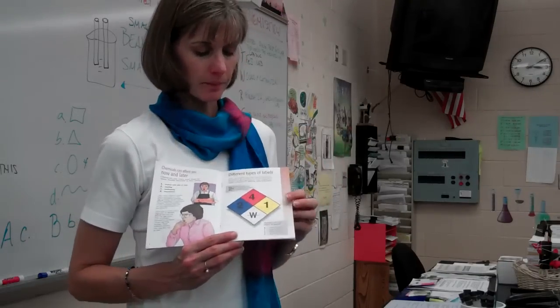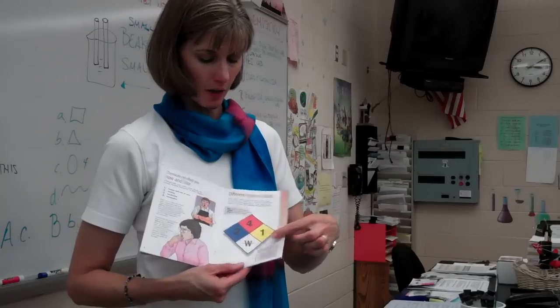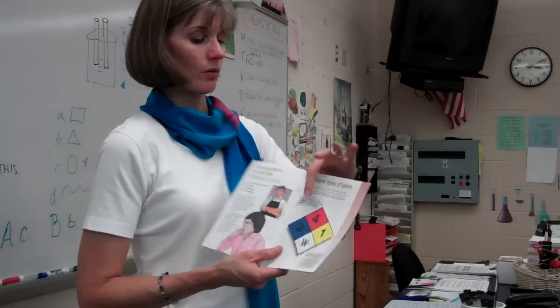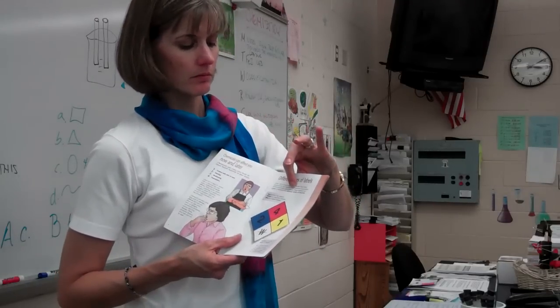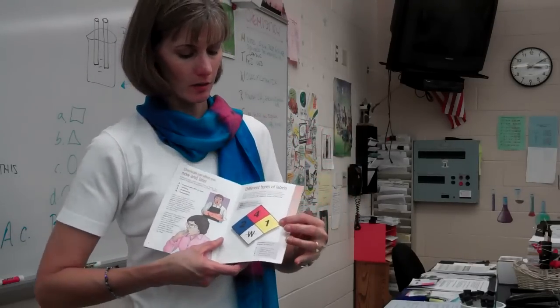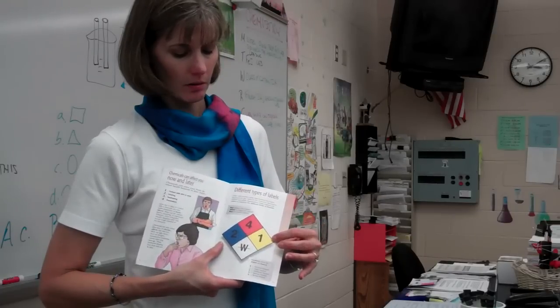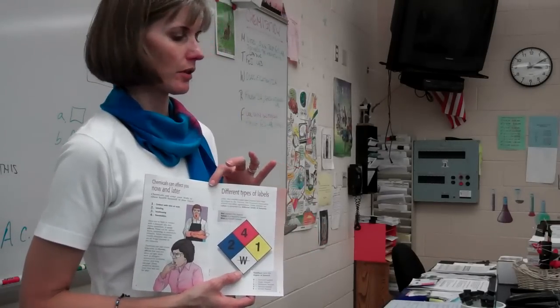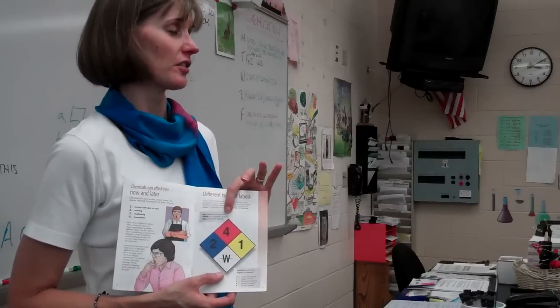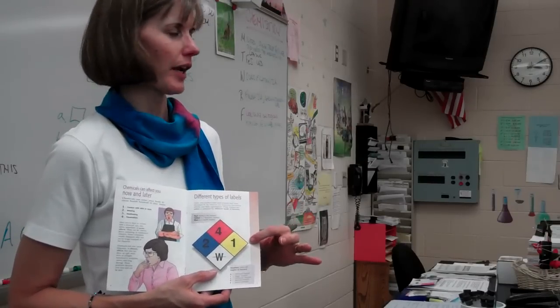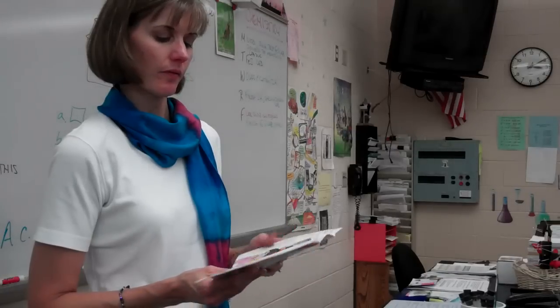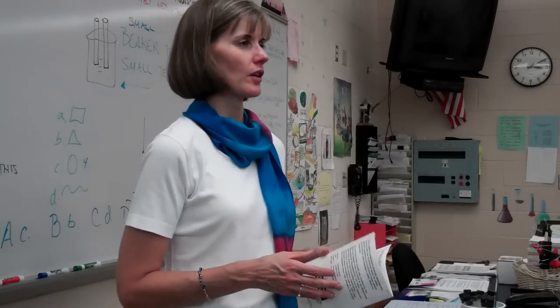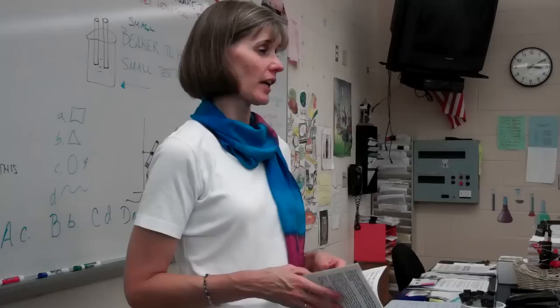Okay? And then each color tells us something. Red is the fire, yellow is reactivity, blue is health, and white is any extra information necessary. So red being fire is easy. Yellow reactive, blue health. And white is there if there's any particular special hazard for that.